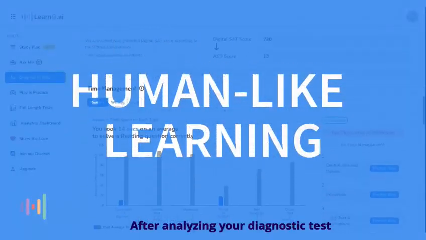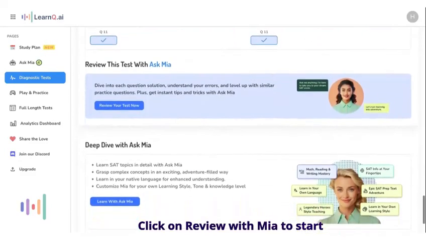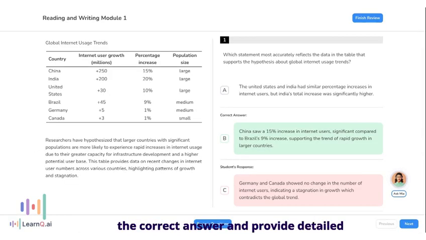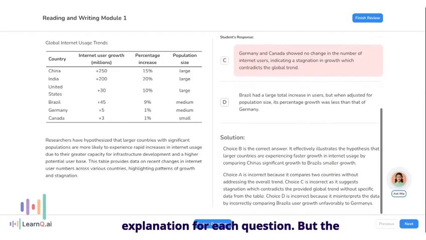After analyzing your diagnostic test results, it's time to dive deeper. Click on Review with Mia to start analyzing each question from a test. Mia will show your responses alongside the correct answer and provide a detailed explanation for each question.